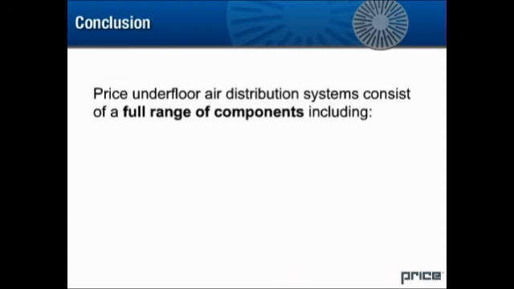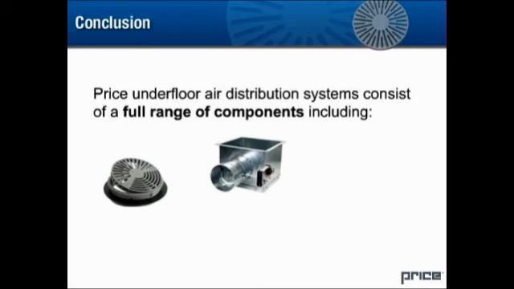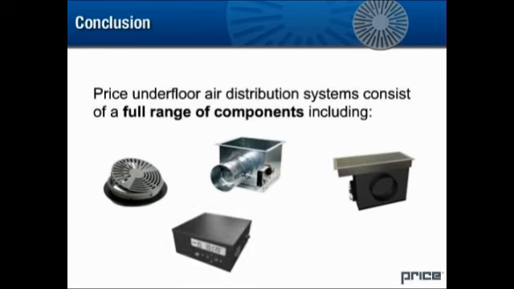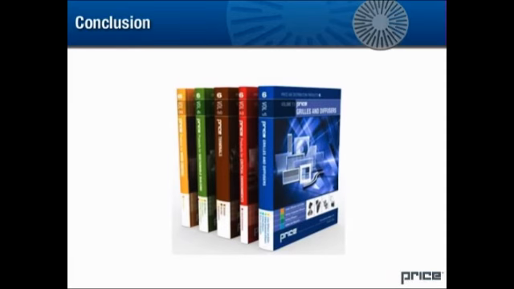We've also seen that the Price underfloor air distribution system consists of a full range of components, including round floor diffusers, round floor boots, linear floor grills, modulating controllers, and fan terminal units, which may be combined to suit a variety of underfloor applications. For more in-depth information on this topic, you can always refer to the Price catalog.